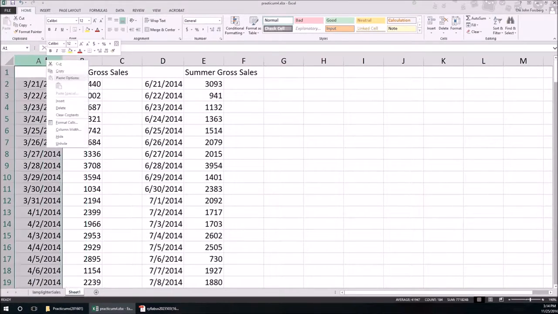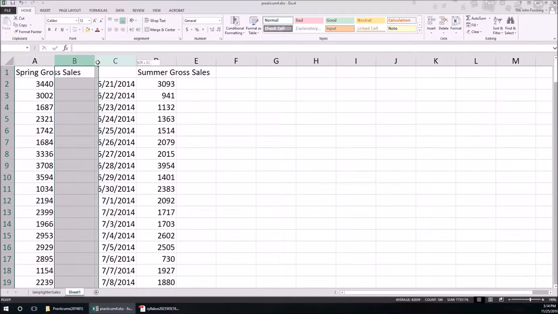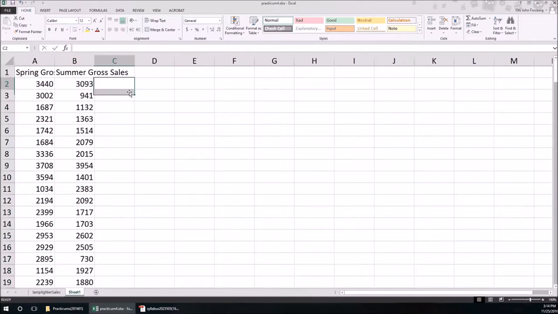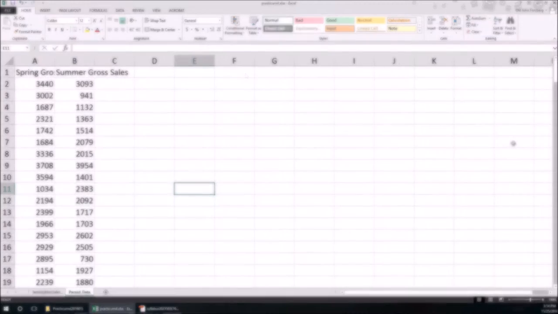And we really don't need column A, so I'm going to delete. Don't need B and C, so I'll delete. And there's our data. I'm going to double-click down there to call this our parsed data. So this is the only data we care about. So let's go ahead and analyze it.